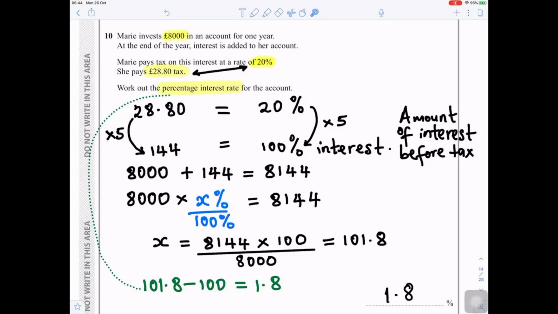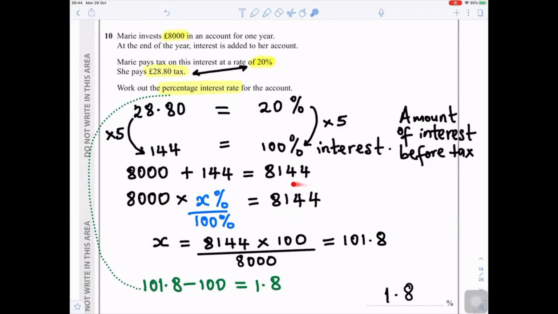So that is what we add to 8,000. So 8,000 plus 144 gives us 8,144. Now, what we want to ask ourselves is, what percentage of what do you multiply by 8,000 to get 8,144?